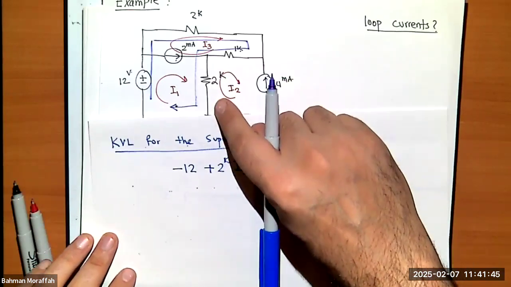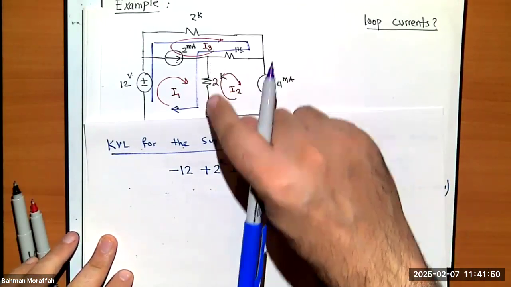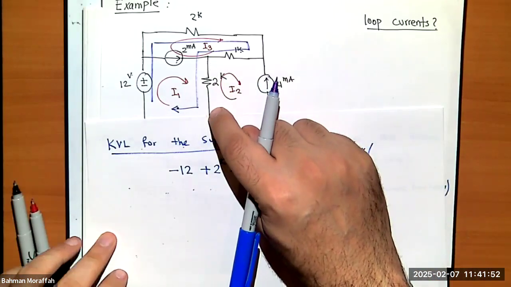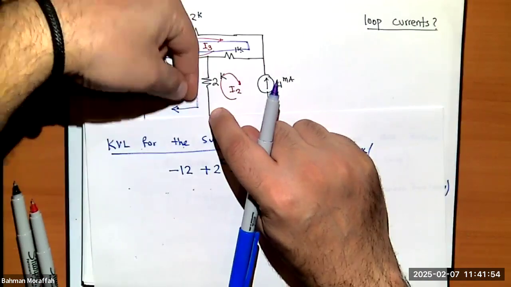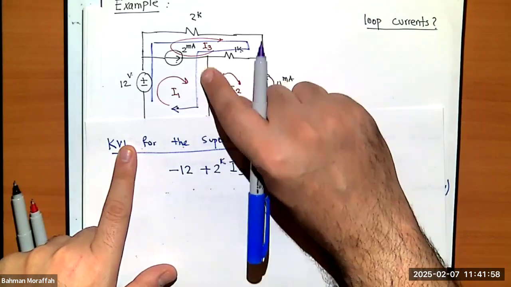Plus, I'm going to go here. I have R, which is 2K, times the current through it. What is the current through this guy? Again, I1 is going down. I2 is the opposite direction. So what is the current through this guy?